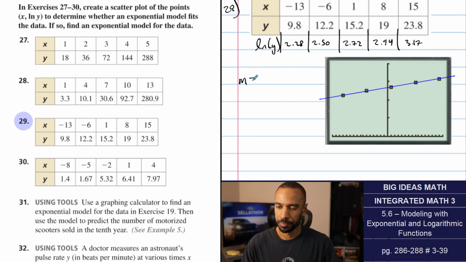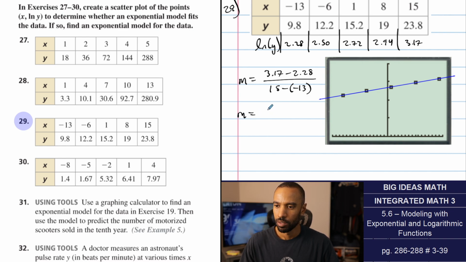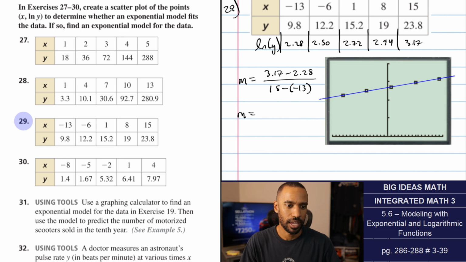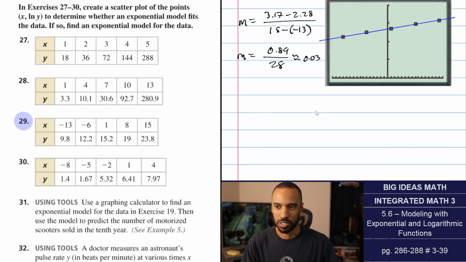Okay. So slope. We get to do 3.17 minus 2.28, all divided by 15 minus negative 13. I don't want to get that wrong. Plus, I need the number anyway. 3.17 minus 2.28 is 0.89. So 0.89 all over 28, or 89 over 2800, of course. The rounded value is 0.03. Obviously, I'm going to be using something different ultimately.